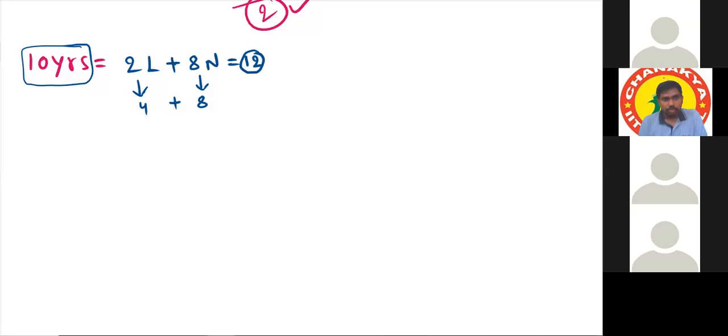After adding 4 plus 8, it is 12. But 12 consists of 5 odd days. So what's n? You have written 8n, right? What's n, sir? Non-leap year, normal year. Okay, sir. And L is for leap year.